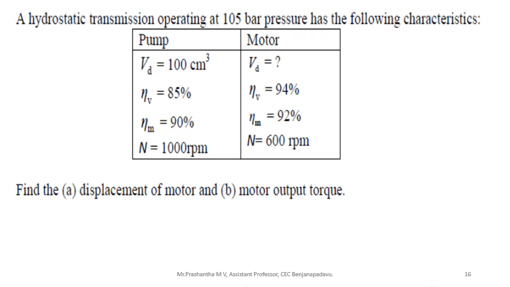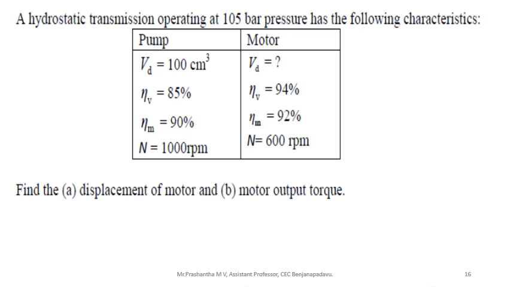One more numerical. A hydrostatic transmission operating at 105 bar pressure has the following characteristics. The table is given; the left one is the pump and the right one is the motor.